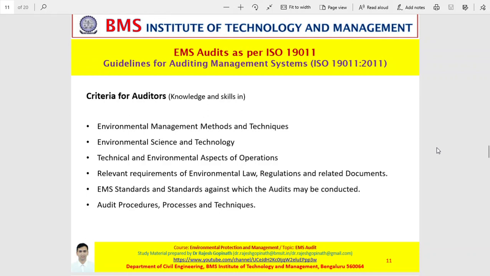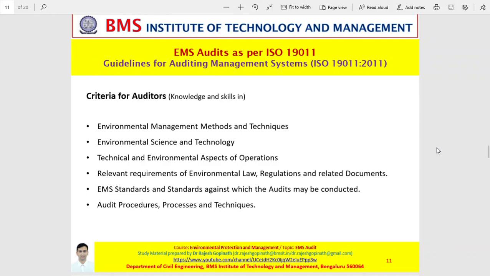Moving further, technical and environmental aspects of operations. Herein, they should be aware of monitoring and measurement techniques. They should be well versed with all the technologies which are used for prevention of pollution, that is pollution abatement. They should know about environmental aspects and their impacts. They should also be aware of the different methods for evaluating the significance of environmental aspects.